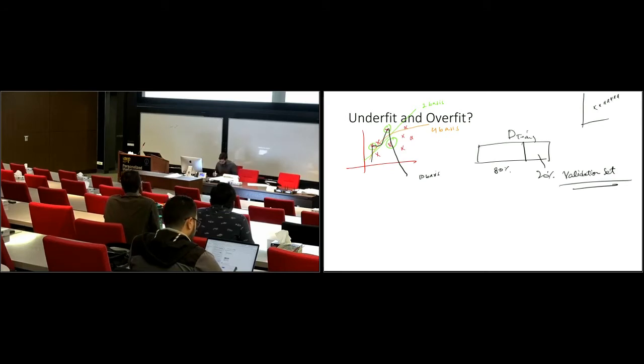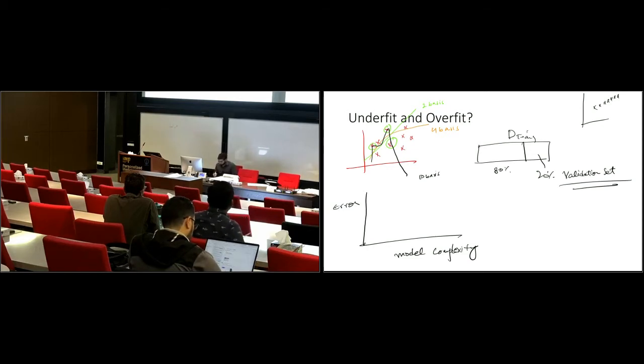So now let's see, if I have my model complexity on the x-axis and I have, let's say, error on the y-axis, and I start looking at this example. When I have low complexity, my error is large. As I increase my complexity, my error is decreasing.